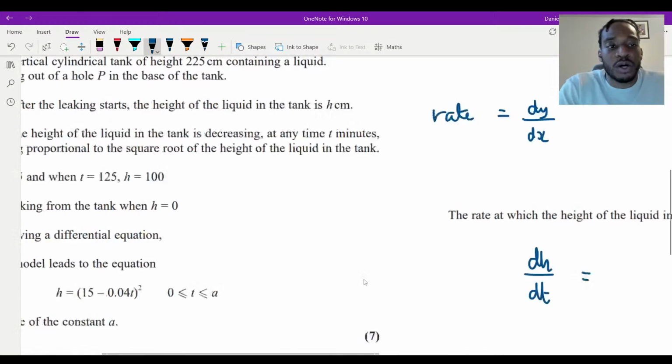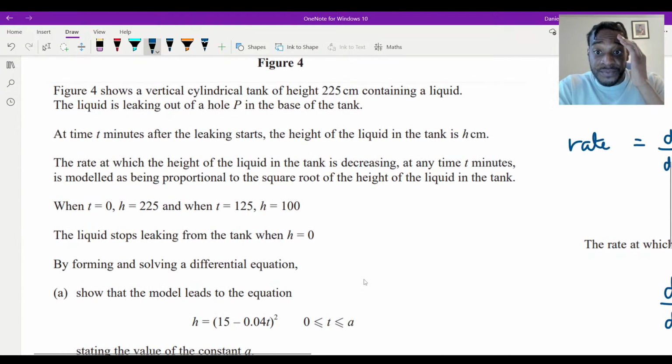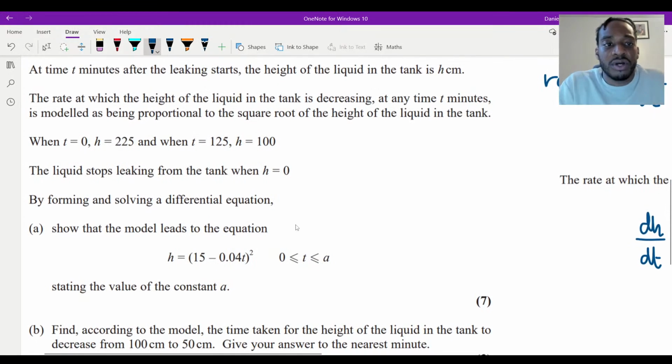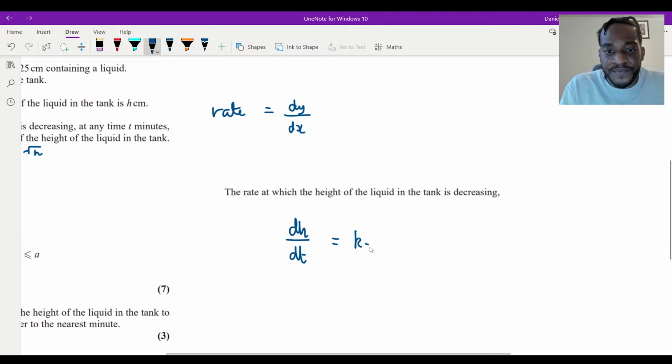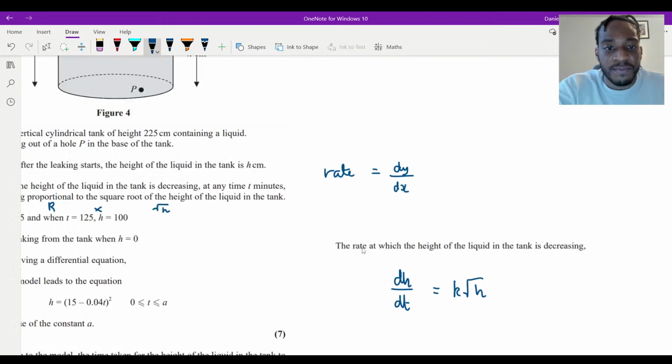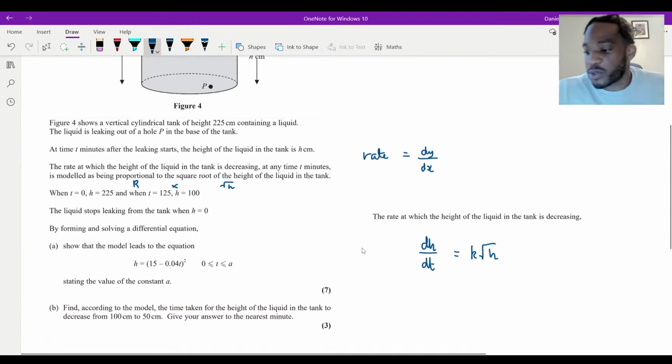And then this is equal to what? It says it's being modeled as being proportional to the square root of the height. Well, proportional, we know that means k. Square root of the height is square root of h. Proportional is directly k root h. So therefore, we're going to have k root h here. And that's literally our differential equation formed. Does that make sense, guys? Let me just zoom out a bit so you can see everything. Just want to make sure we're all okay with that.